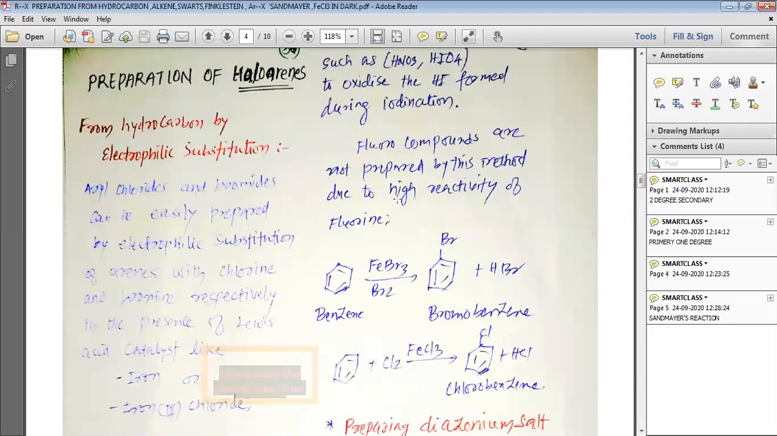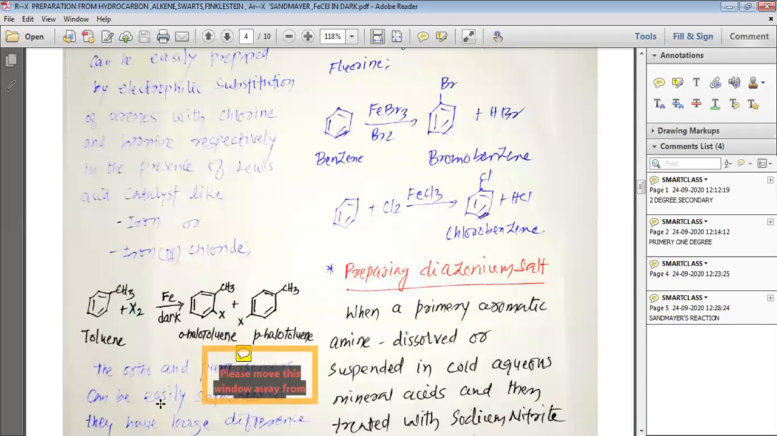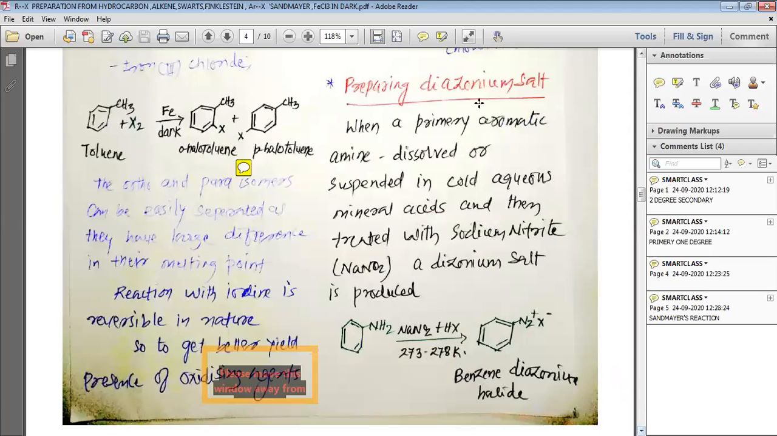Fluoro compounds are not produced by these methods because they are highly reactive and the processes are vigorous. We can understand the same with other examples, my dear students. If we take benzene and allow it to react with Br2 in the presence of FeBr3, which is a Lewis acid, we get bromobenzene and HBr. If we take benzene and allow it to react with chlorine Cl2 in the presence of FeCl3, we get chlorobenzene and HCl.